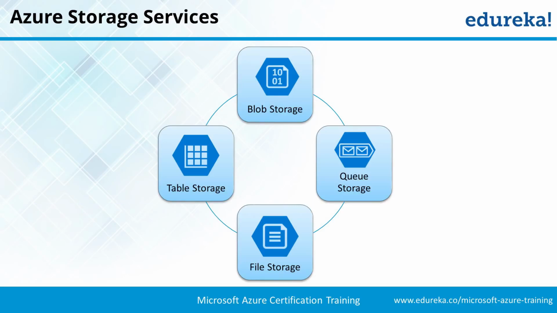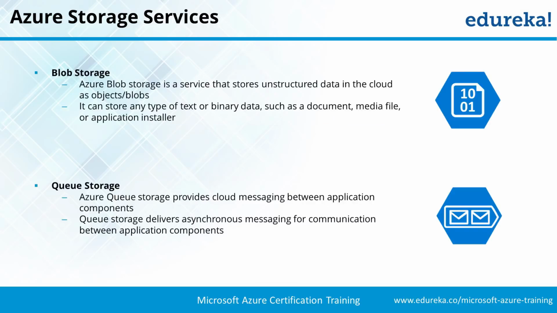Blob, queue, file, table. Table is more like my database. Blob is my raw storage. Queue is my messaging storage, and then you have my file storage. So this is for my files. And here is a small brief definition of each and everything. Azure Blob Storage is a service that stores unstructured data in the cloud as objects. So this is the raw storage.